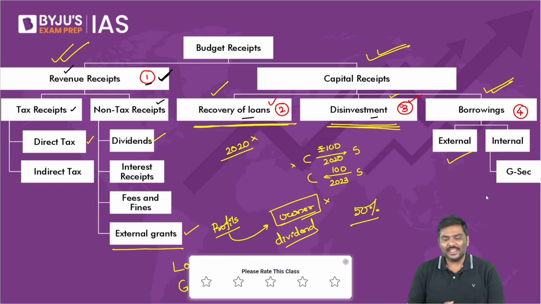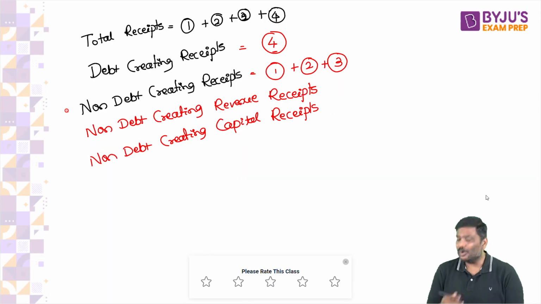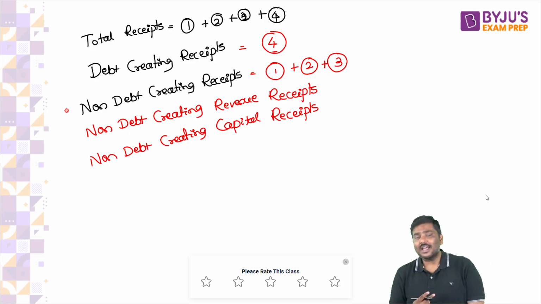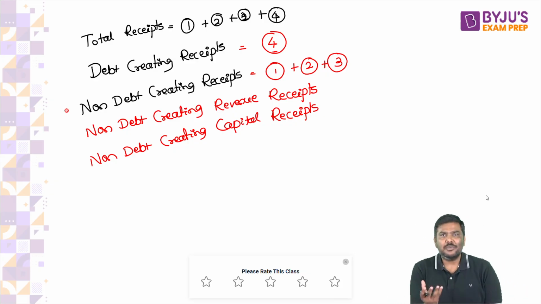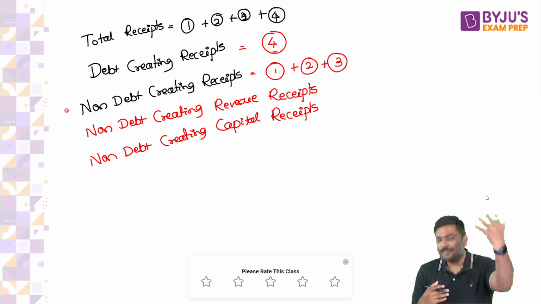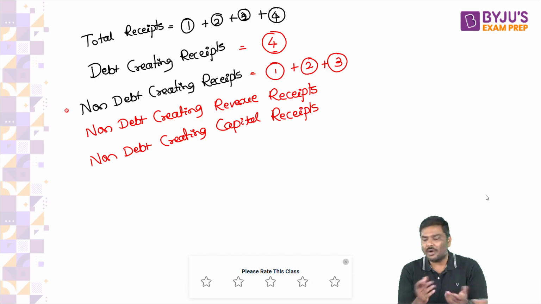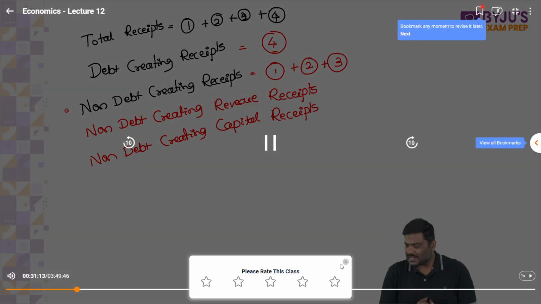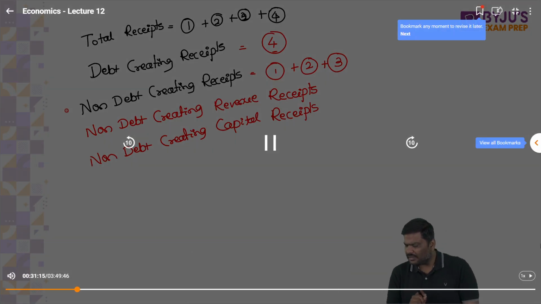And those who are asking, sir, what is a non-tax receipt? My dear, examples are right in front of you. Sir, what is a tax receipt? Examples are right in front of you. And two students are asking, what is borrowing? Borrowing means you take money today with the promise of repayment in the future. That is basically borrowing. In this, investment assets are reducing, so it could be a liability for the government.